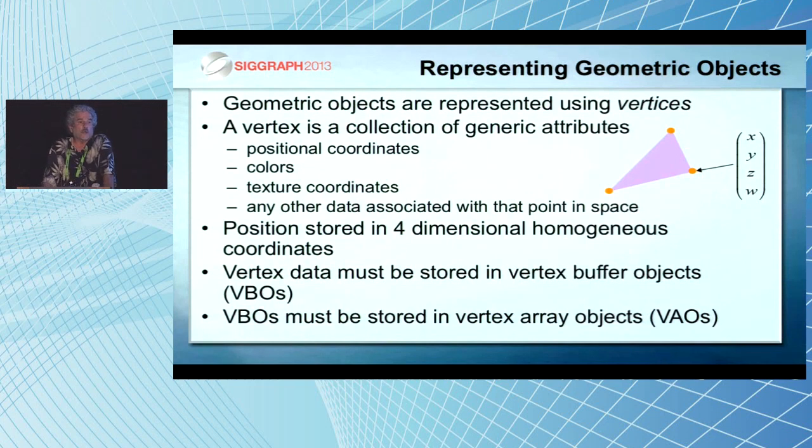Now, where does this data go? The data is going to be assembled into something called a vertex buffer object. So we're going to define these vertex buffer objects in our application and get those vertex buffer objects over to the GPU.